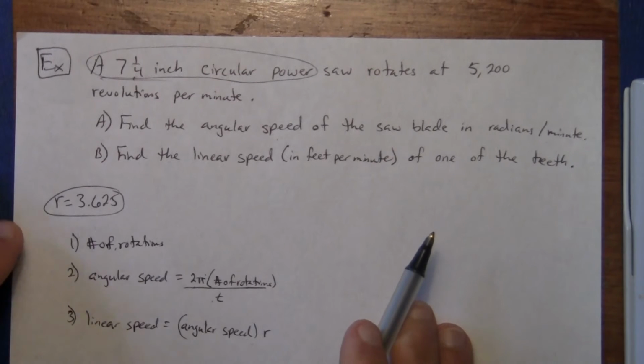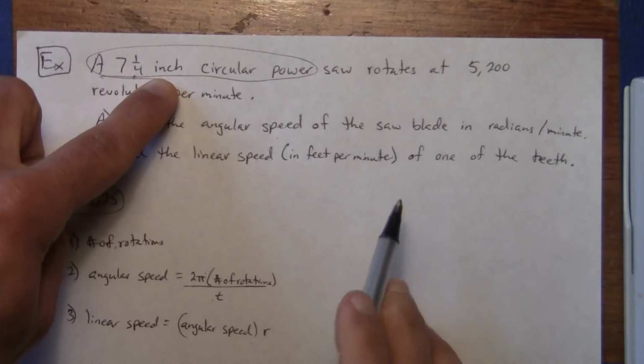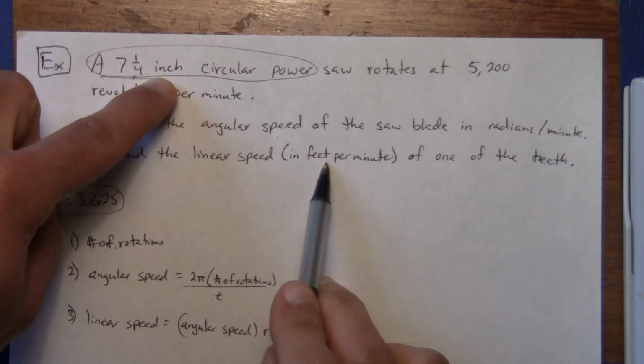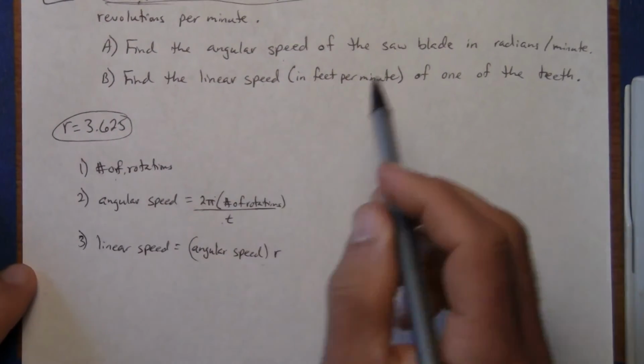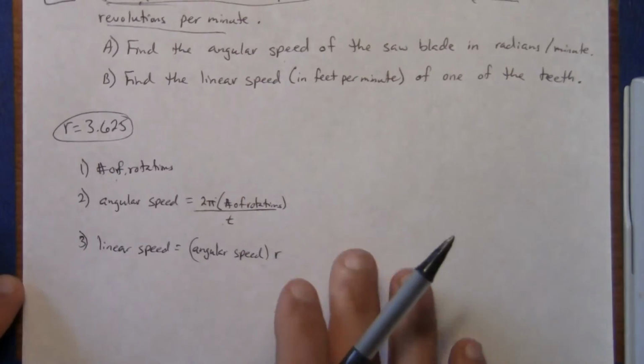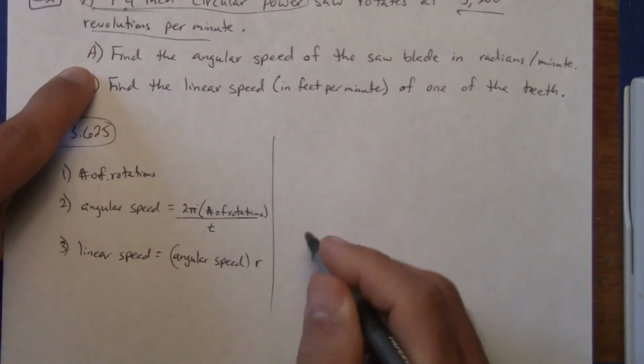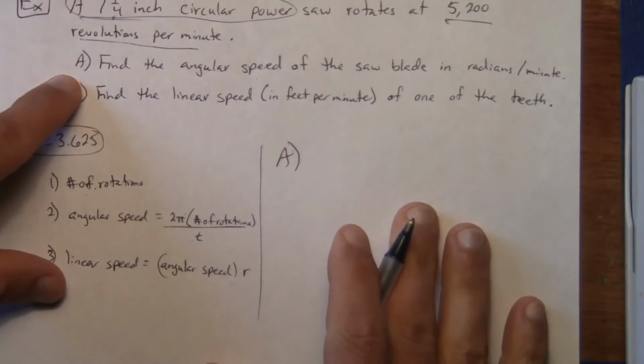And you're going to see in this problem, we're talking about inches, and in the linear speed they ask us to write it in feet. So there's going to be a unit conversion for that one. All right, so step 1, find the number of rotations. Well, they did that for us. There's the number of revolutions per minute. Good, we got that. For letter A, it says find the angular speed.